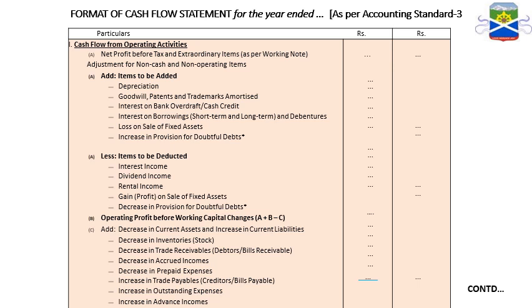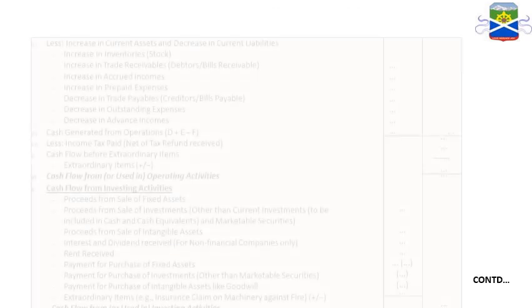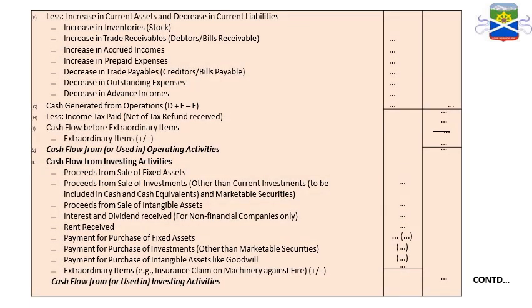So decrease in inventory, that is a current asset, that's why it is added. Decrease in trade receivables, debtors or bills receivable, decrease in accrued income, decrease in prepaid expenses, these all are current assets, that's why they show under add items. And then increase in trade payables, that is current liability, creditors or bills payable, increase in outstanding expenses, increase in advance income. These items are added.